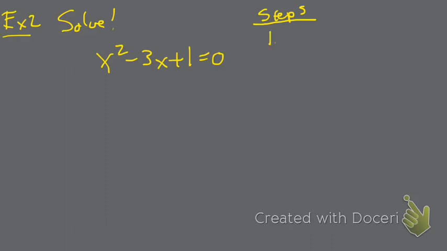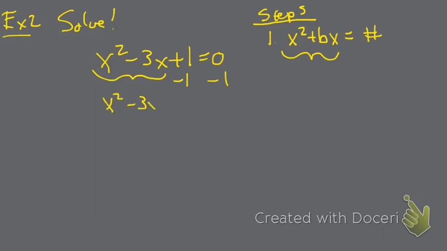Step 1, I want to isolate, or get by itself, x squared plus bx and have that equal to just some number on the other side. So I want to only see the x squared and the bx on one side of the equation. In this problem that is just these two terms. So that means I've got to subtract 1 from both sides to start off with. So I have x squared minus 3x all by itself.